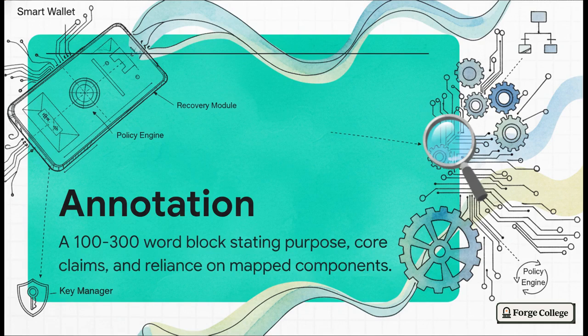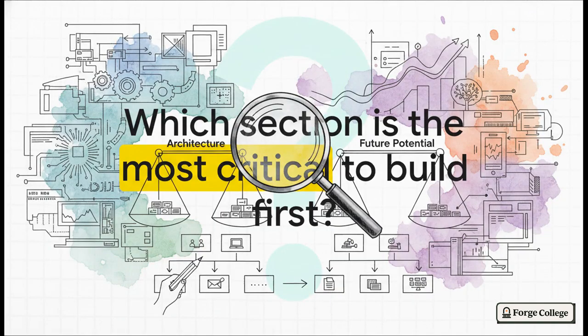When you write that tight 100 to 300 word block under each heading, you have a very specific job to do. You have to state the section's overall purpose, you need to outline 2 to 4 core claims, and then, and this is absolutely crucial, you have to explicitly link those claims back to the components you've already inventoried. So if you're talking about transaction security, you need to deliberately point back to your policy engine or your key manager. This entire exercise forces you to figure out exactly what goes where long before you spend hours agonizing over your actual prose. So you might be asking a very logical question right about now.